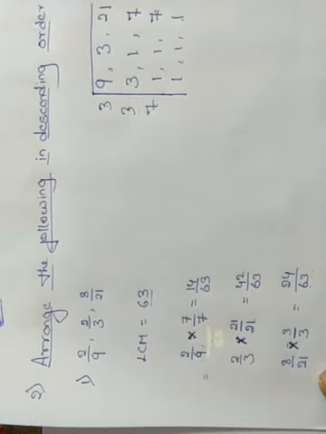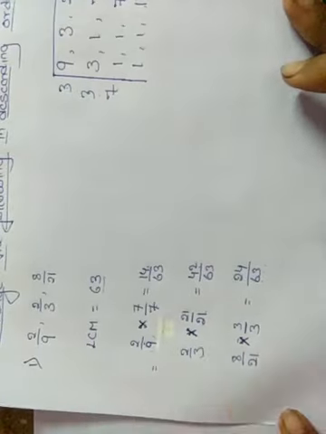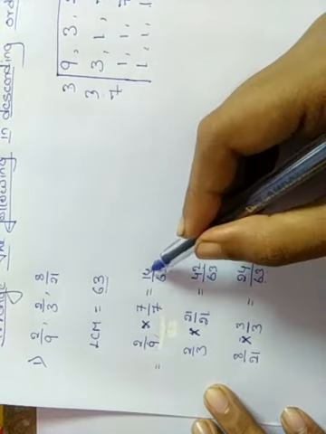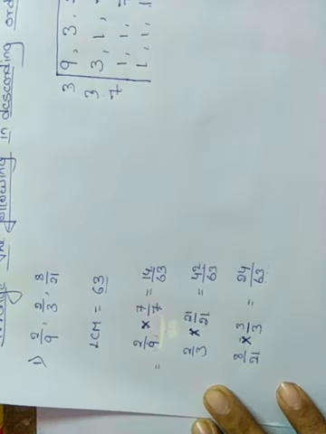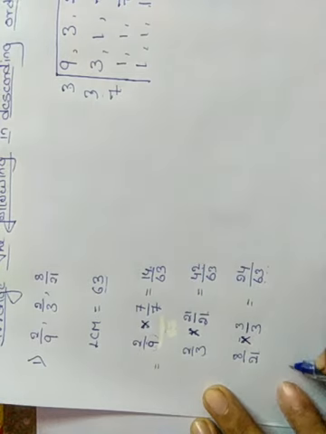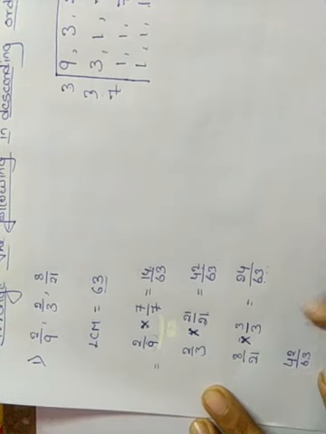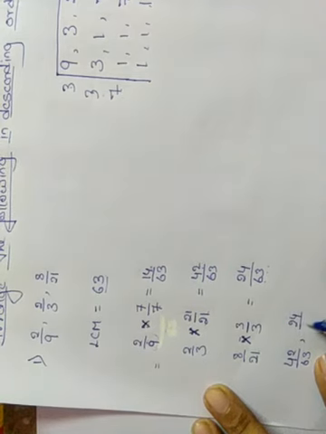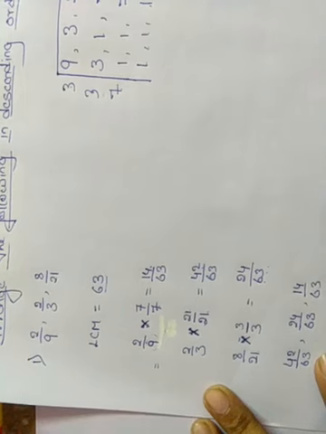Now we can arrange these numbers in descending order. We can observe the numerator value, which is the smallest. 14 is the smallest. Descending order means we have to write largest to smallest. Yes, which is the largest value here? 42 is the largest value. So we'll write 42 divided by 63, and second largest, that is 24 divided by 63. Third largest, 14 divided by 63.